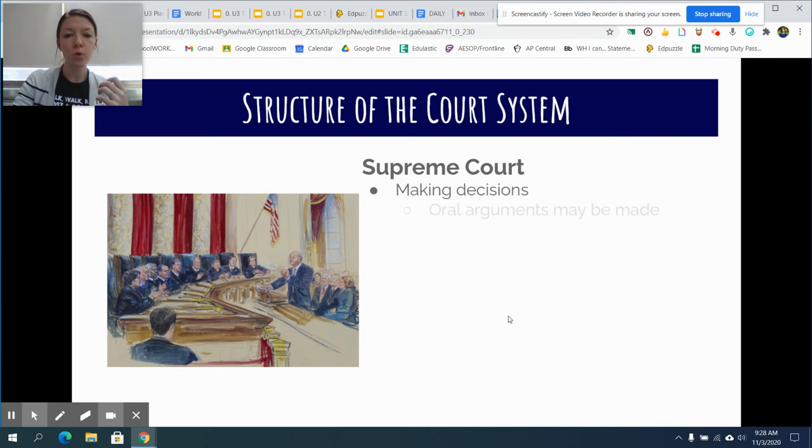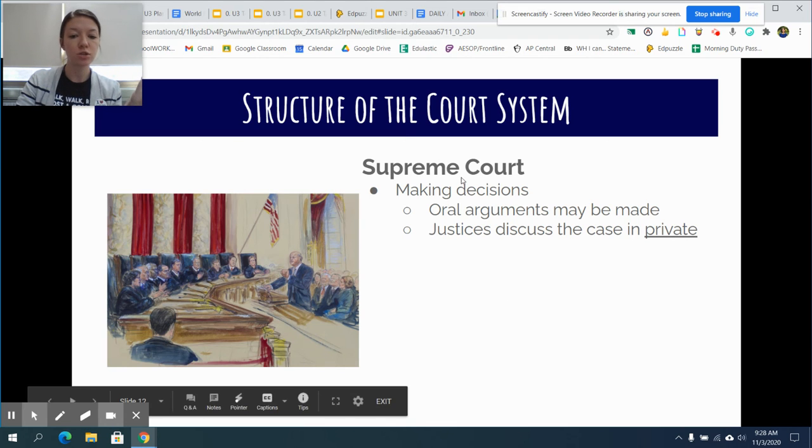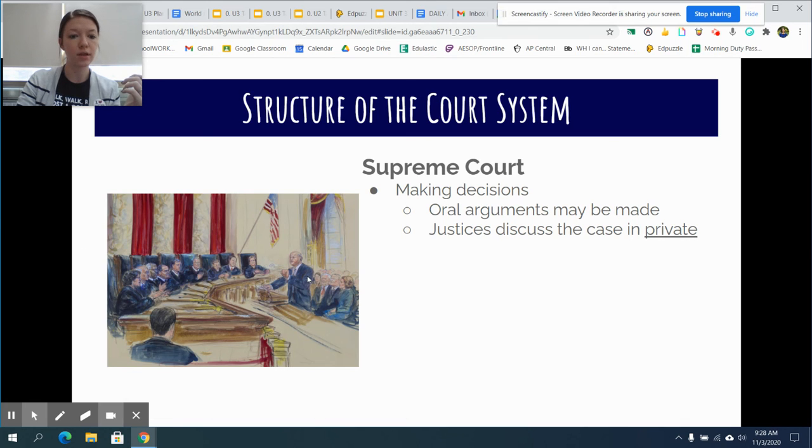Now, when the Supreme Court is making decisions, they may hear oral arguments from prosecutors and defenders. The justices, though, will discuss the case in private. And when I say private, I mean private. There are no phones allowed in the courtroom and no cameras at all. So the only images that we have of the Supreme Court are drawings, like the one that you see here on the left. It is a very, very private thing that happens when the Supreme Court is deciding.